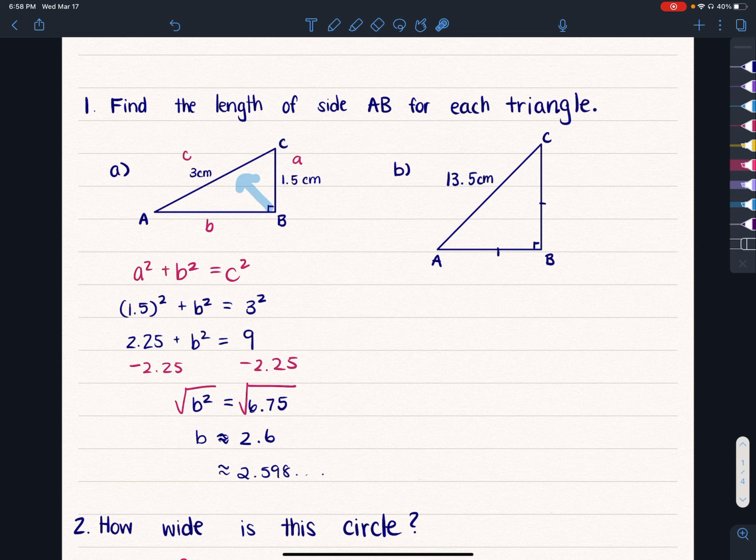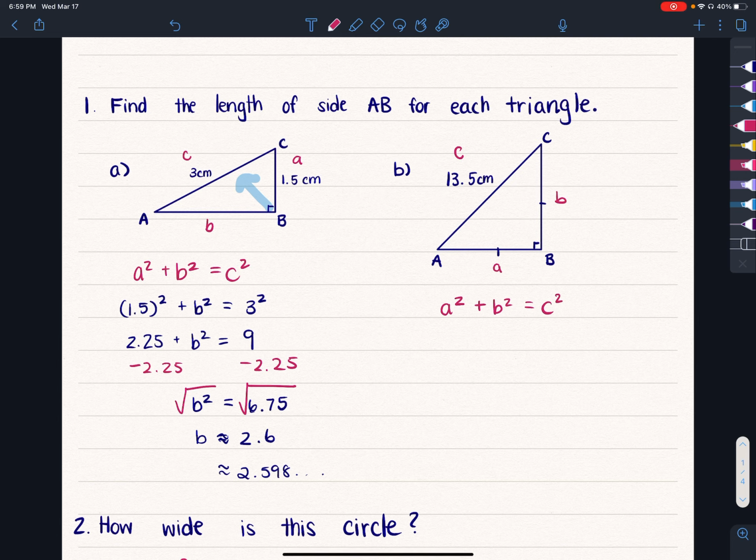Now this one over here is a little bit more challenging because you have an isosceles triangle. So these two little lines here are telling you that these two sides are equal. So we're going to start off with our formula again. A squared plus B squared equals C squared. And since our right angle is here, looking over there, our 13.5, that has to be our C. So now we can label these sides A and B.